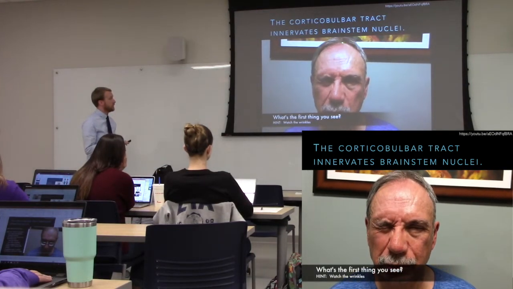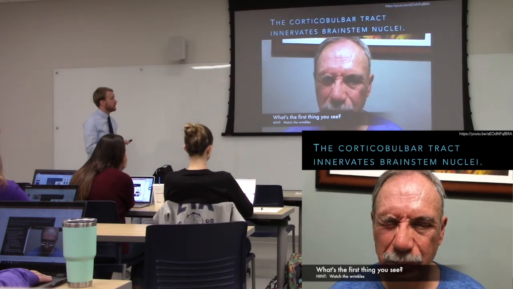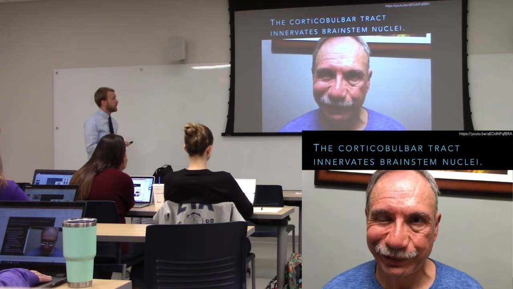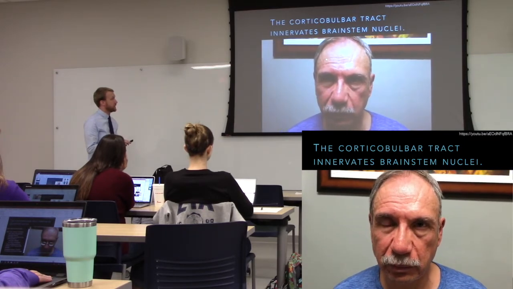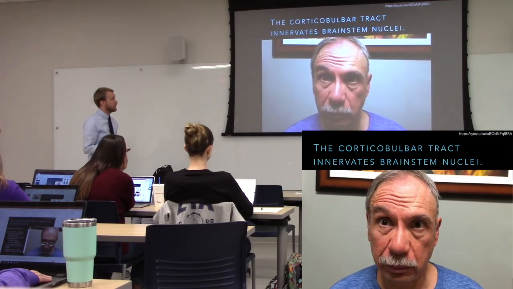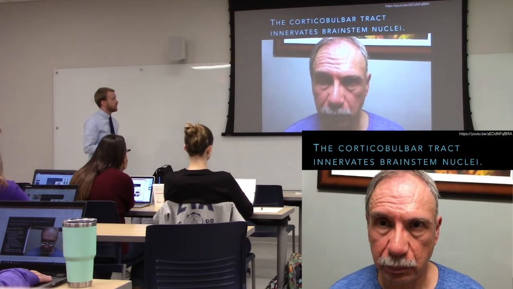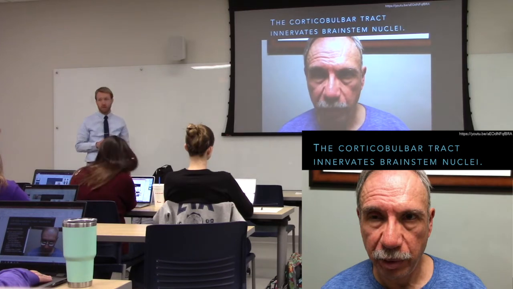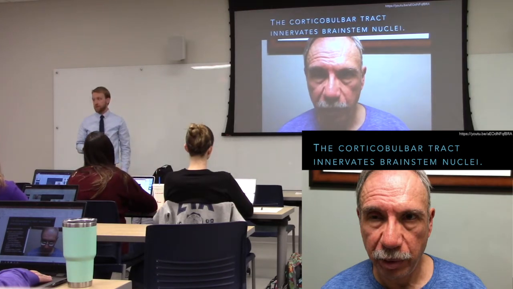So notice the forehead. Notice how he has it fairly smooth up here. There's that eyebrow droop. His wrinkles are preserved on this side. There's some lower facial weakness as well, but this is the telltale sign that we're not dealing with a stroke up in the motor cortex. We're dealing with damage to the facial nerve.